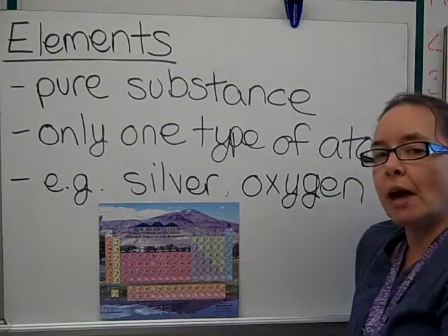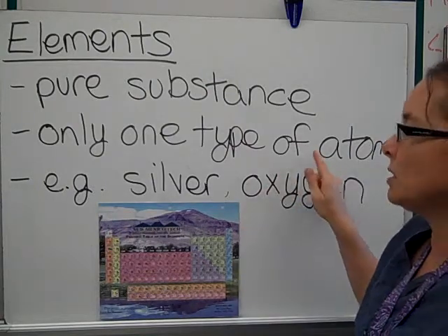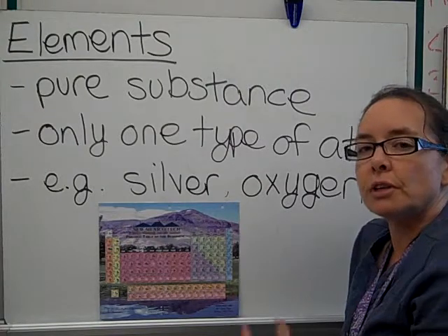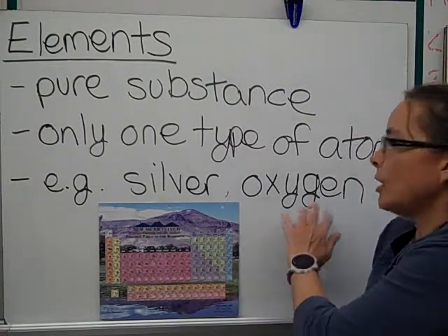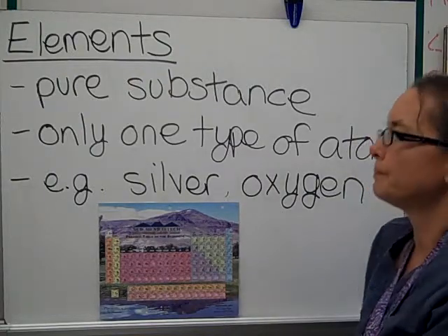Some of them are made in a laboratory and they're not naturally occurring. Okay, but they do contain only one type of atom. So silver, if it's pure silver, that's just silver atoms. Okay, oxygen, the element oxygen is only oxygen atoms.